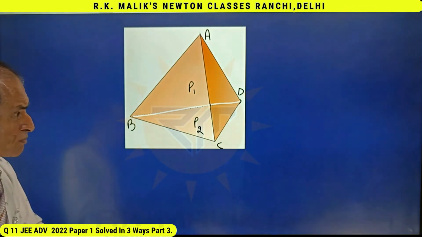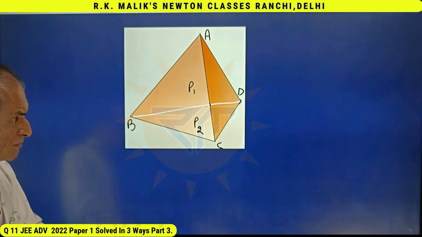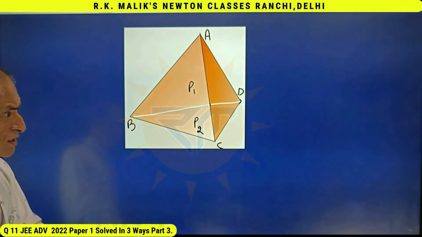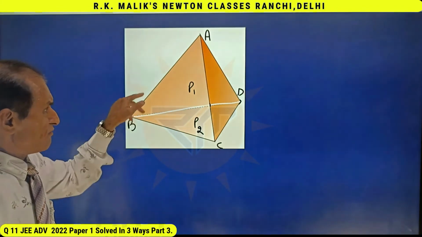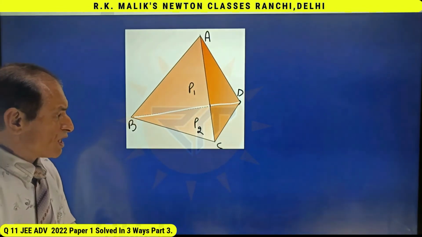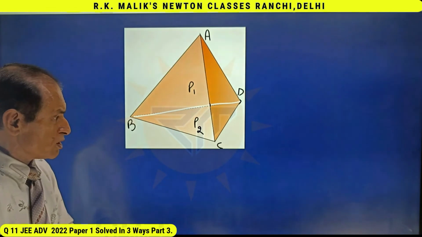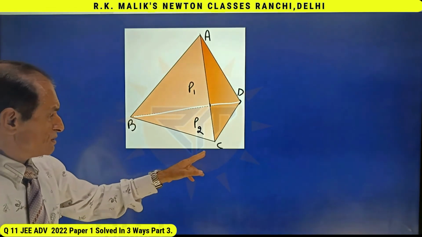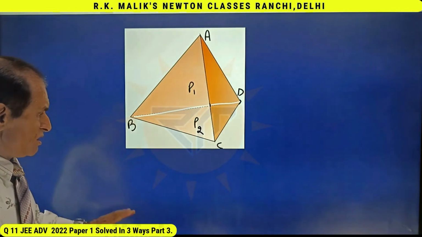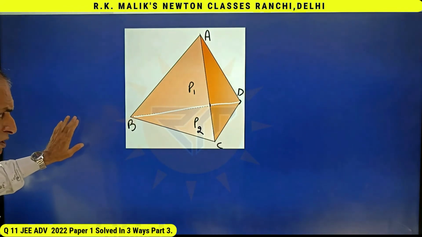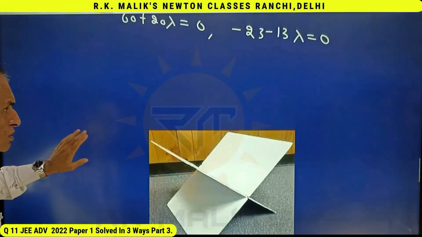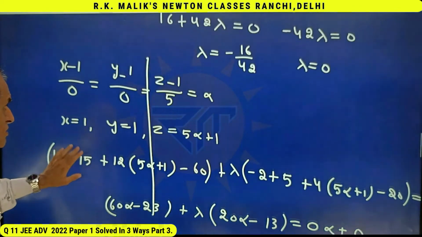But if lambda is of the form 0 or non-zero upon 0, in that case the line can become the edge. In the case of lambda equal to 0, the line can be of the form AB or AD, and if the line is of the form non-zero upon 0, the line can be of the type CB or CD. And using this theory, I'm going to do the last case.